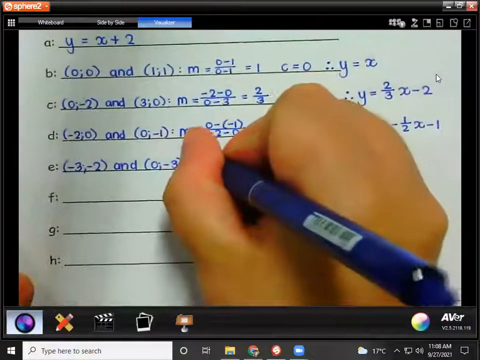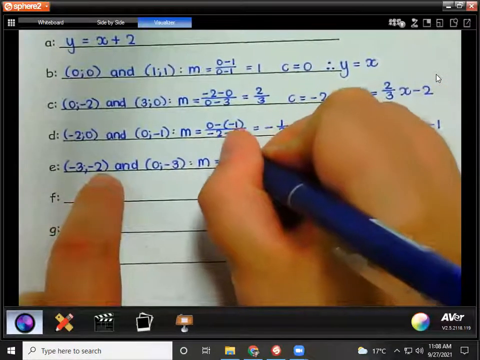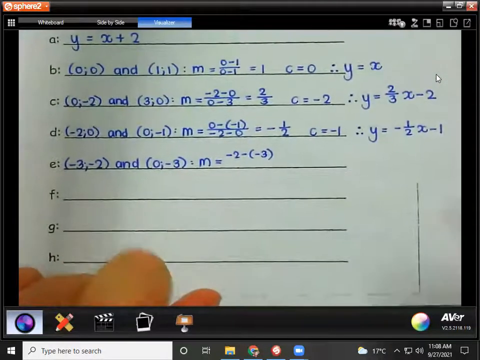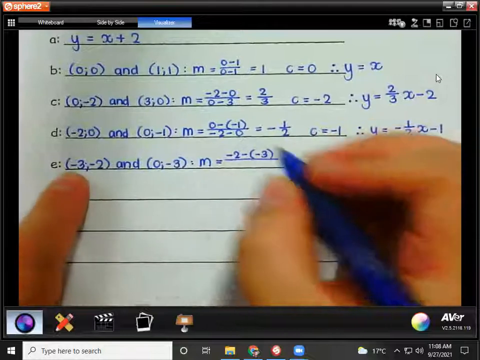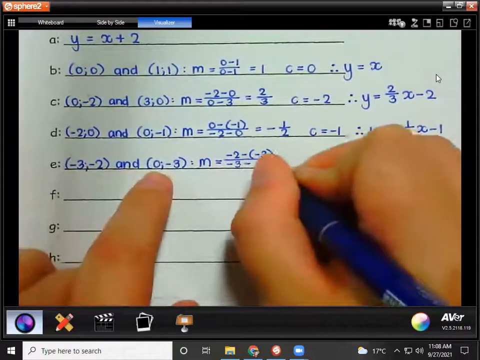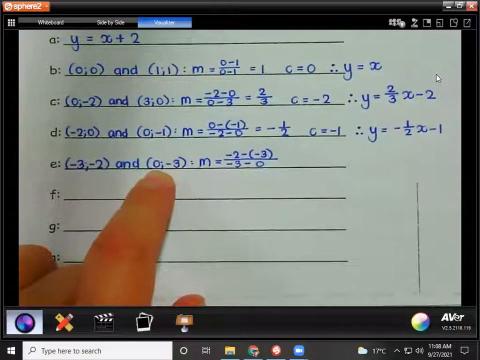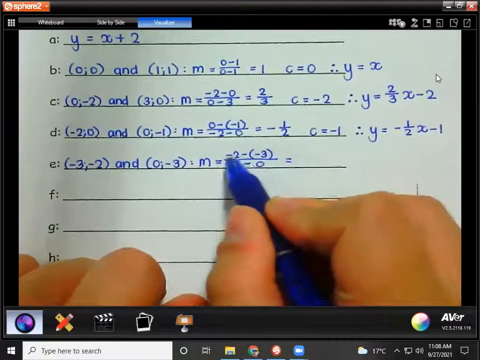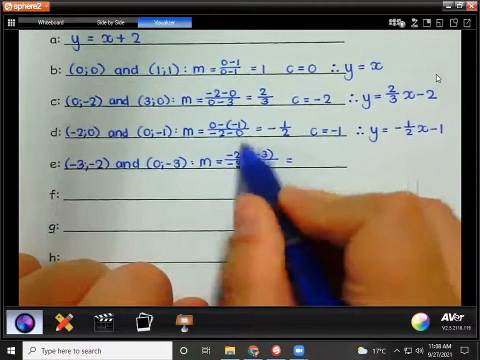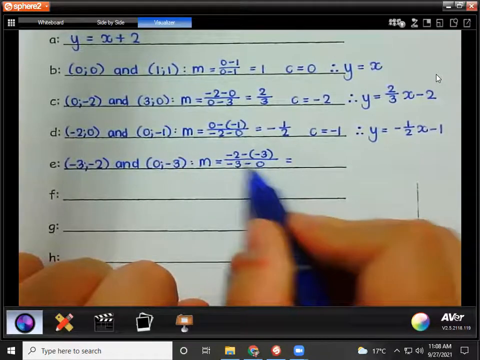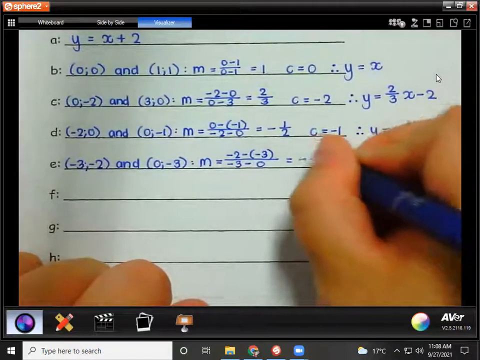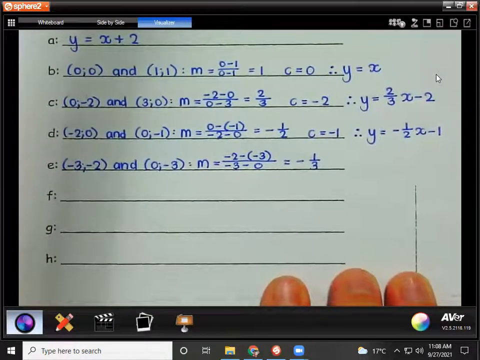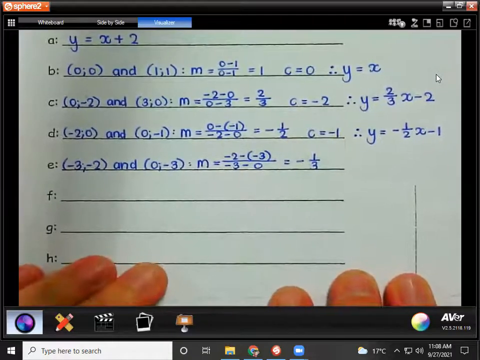So to find the gradient, I have to say y value of the first point minus y value of the second point over x value of the first point minus x value of the second point. Now this is going to become a +3. What's -2 plus 3? 1. And this is going to be -3. So this is -1/3. But guys, remember, once you've written this down, you can type it into the calculator. That's fine. And it will just give you that answer straight away.